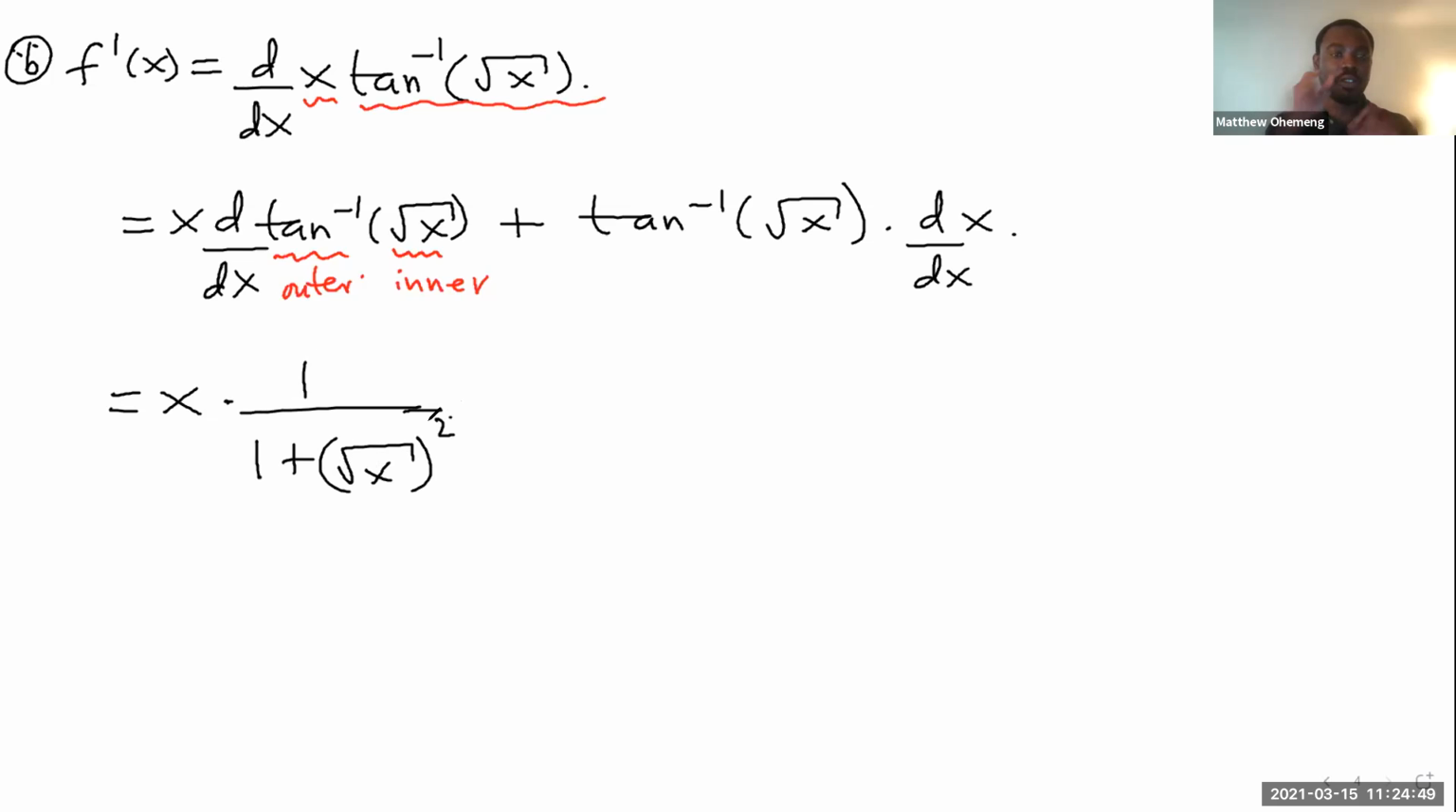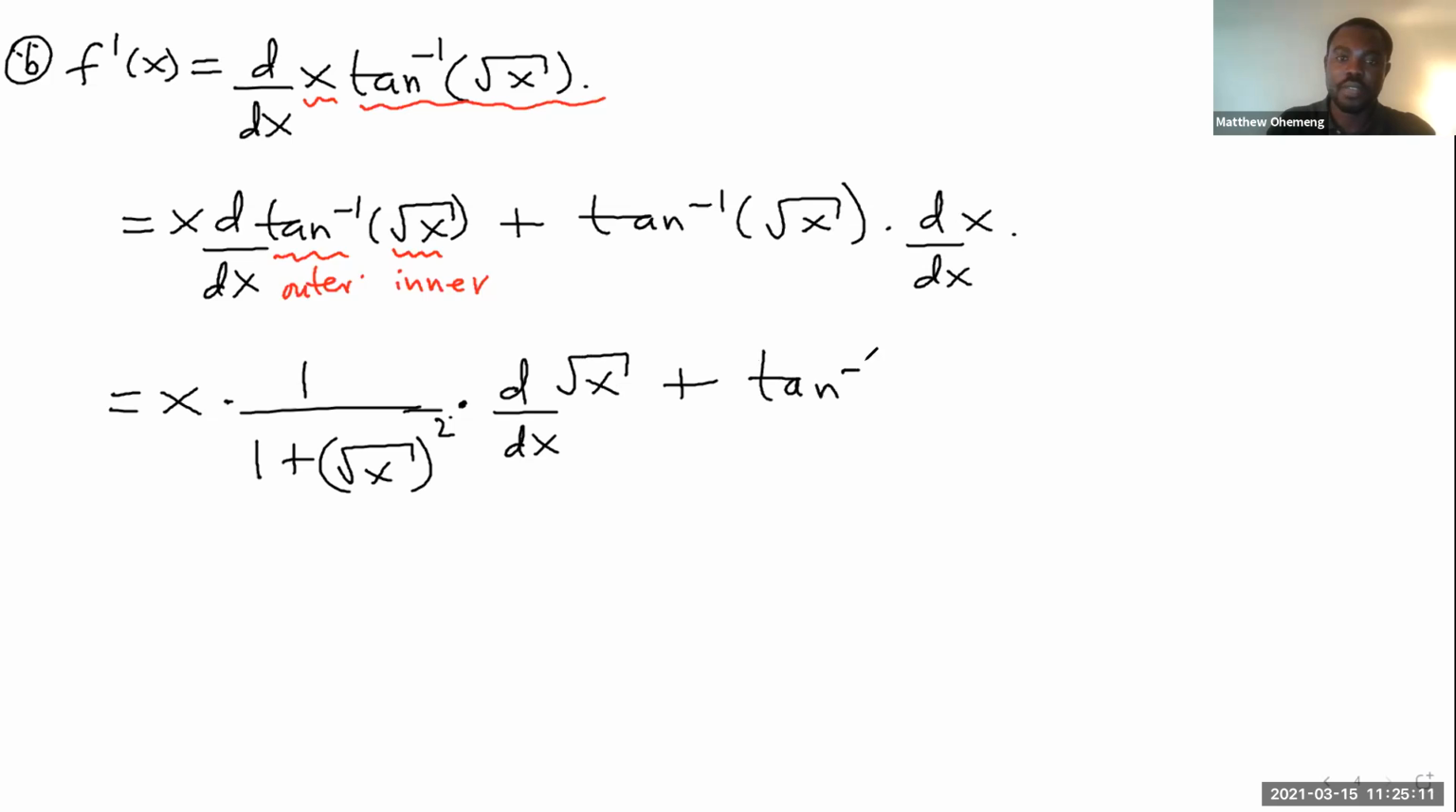The derivative of tan inverse of x is 1 over 1 plus x squared. But then I have to plug in the inner function. Wherever I see x, put in the inner function. So that'll be 1 over 1 plus square root of x all squared. And then don't forget to multiply that by what? The derivative of what? The inner function. Now, the second term is just straightforward because the derivative of x is just 1.